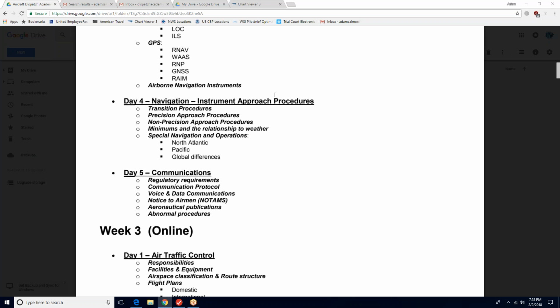So a SID, like you said, is a standard instrument departure. They're typically used in high traffic airports, and what happens is as an aircraft takes off and goes down the runway, it starts climbing out, and air traffic control will assign that aircraft a SID. Busy airports have several different SIDs, but the best way to think about a SID is like take Salt Lake City as an example.